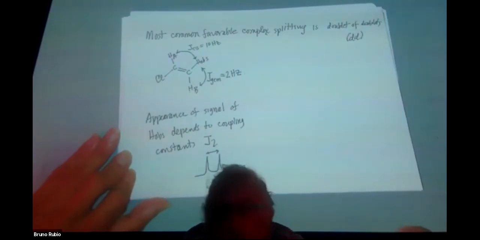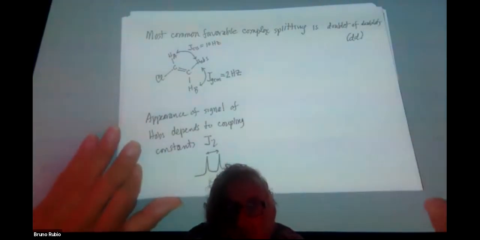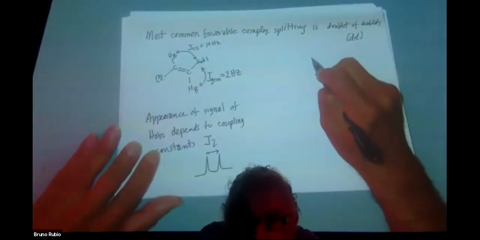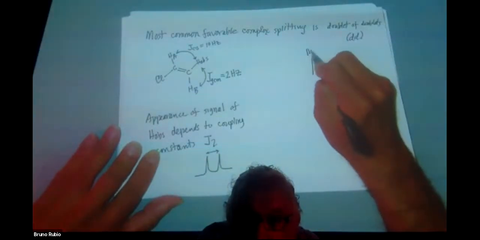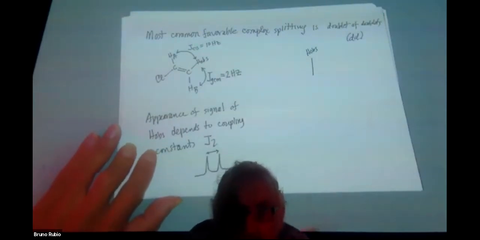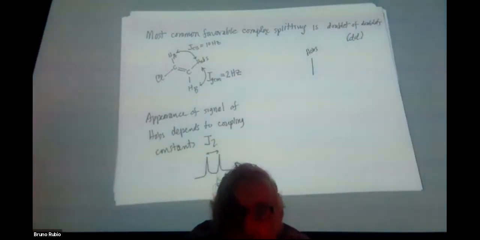And what we use to determine those splitting patterns is called the splitting tree. Okay, so let's go through how to make a splitting tree. Here's the observed proton, right? Unsplit signal. We haven't turned on any of the splitting yet, right? It's just a singlet. And now we're going to turn on the splitting. Now, it doesn't matter whether you turn on the J cis or the J gem first. It doesn't matter one bit.